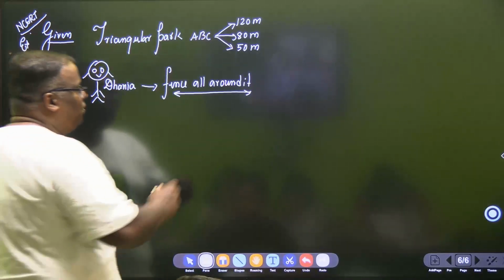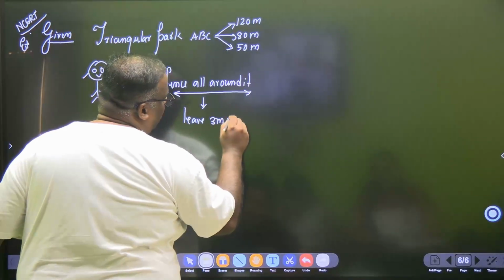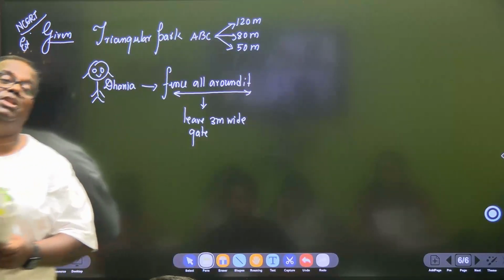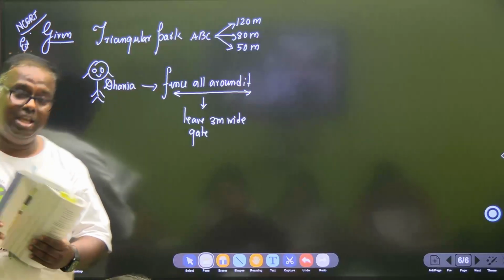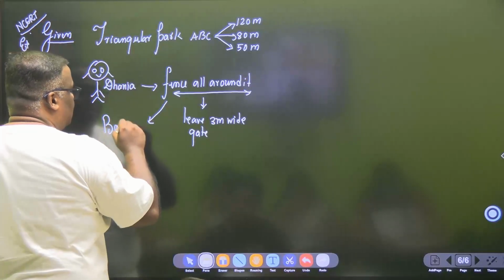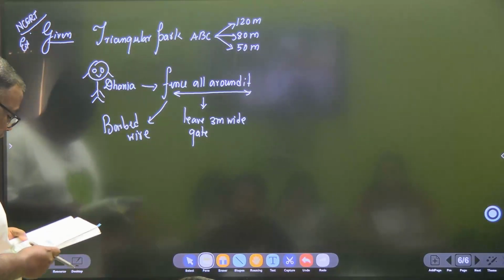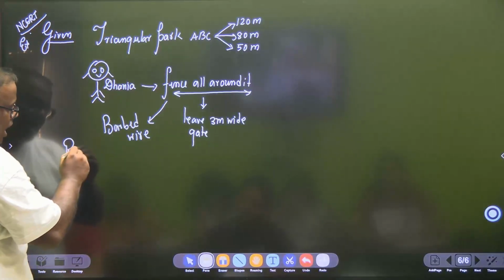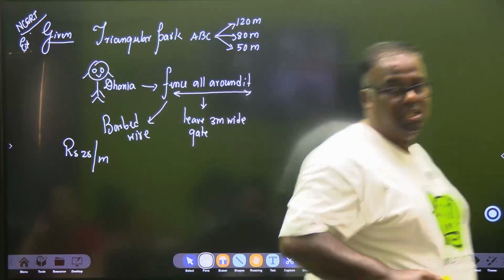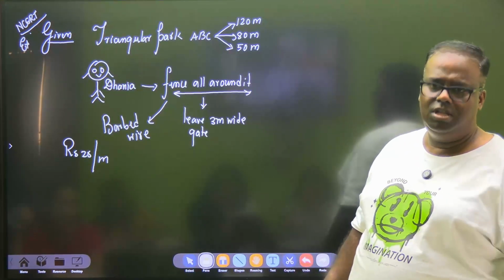And while she is putting a fence, she also will leave 3 meter wide gate. Did you understand? That means that much portion of the perimeter will be left out because there is a gate. And this fence will be of barbed wire, which is available in the market at ₹20 per meter. So first we have to find out the cost of fencing: perimeter minus 3 meter multiplied by 20.